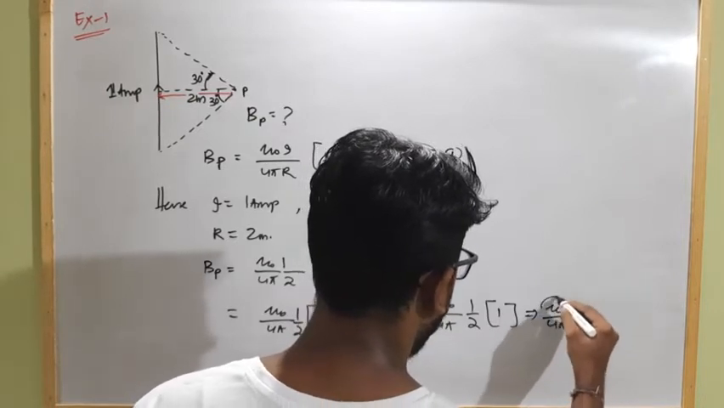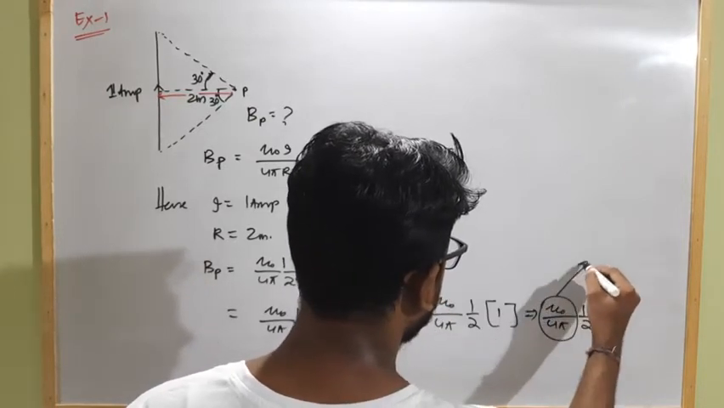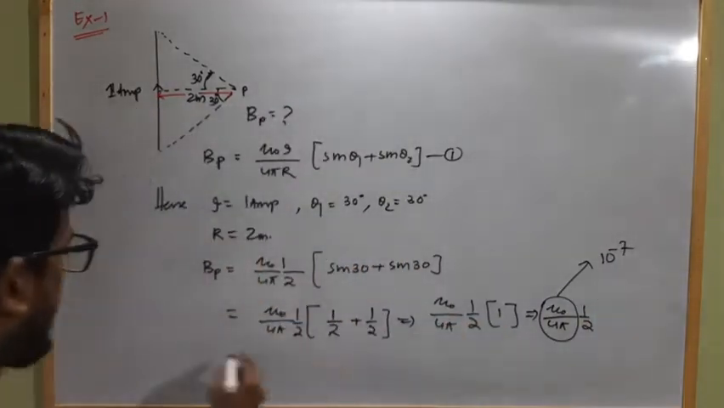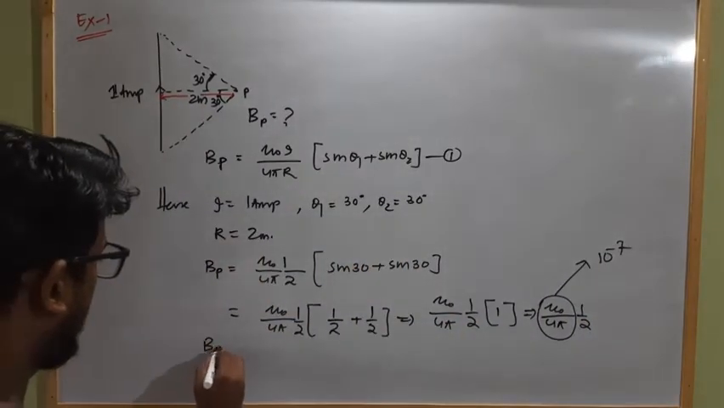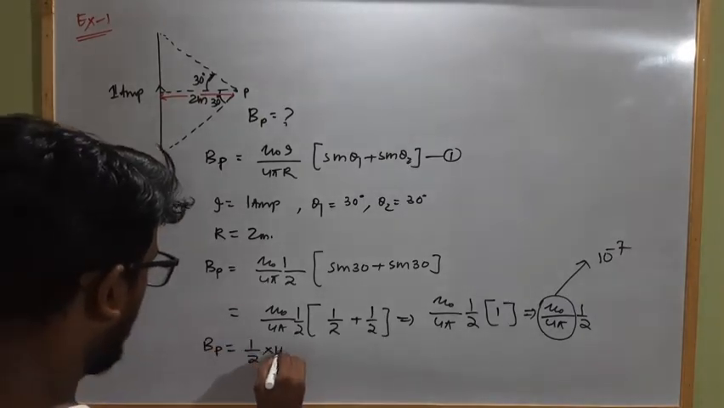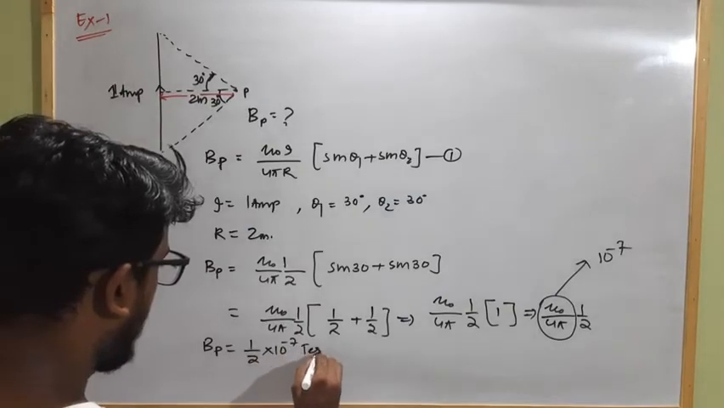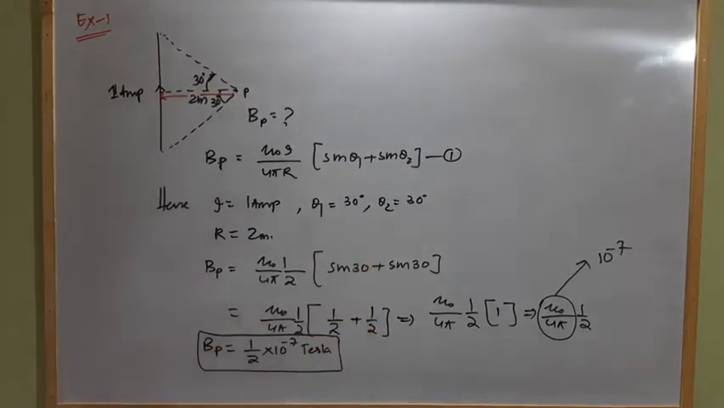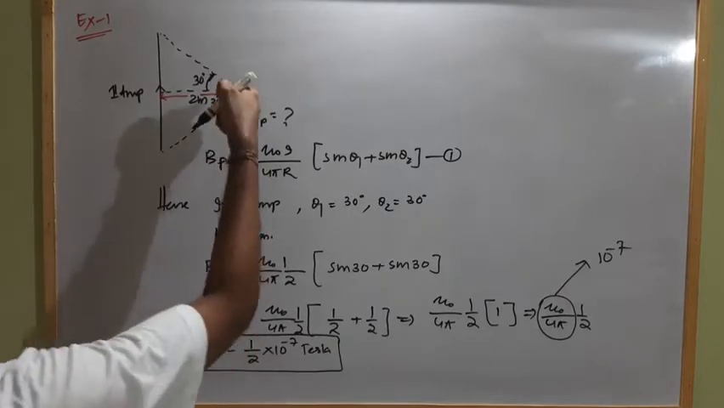We know the value of mu naught by 4 pi is 10 to the power minus 7 in SI system. So here the net magnetic field strength Bp will become 1 by 2 into 10 to the power minus 7 Tesla. This is the required strength at this point. What is the direction?